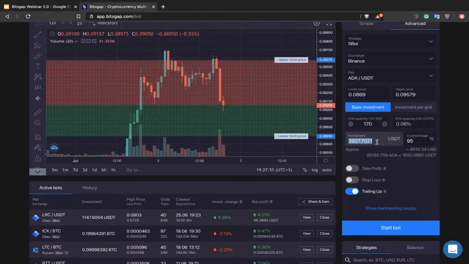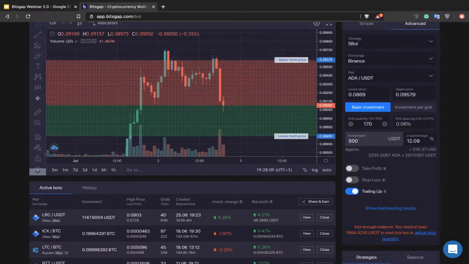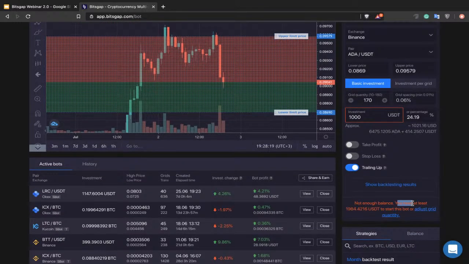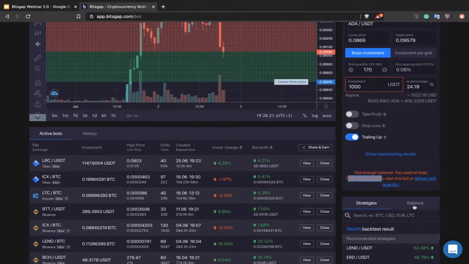Here you can also define the investment that you want to allocate to this specific trading strategy. In this case, that's SBot for Cardano trading to USDT. So let's say you want to allocate, let's say, 1,000 USDT. But the system is telling me my balance, so I need to have at least that amount of USDT to start the bot. So I go and click on balance to check if that's true.